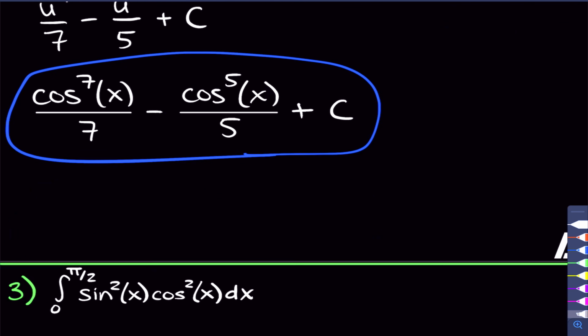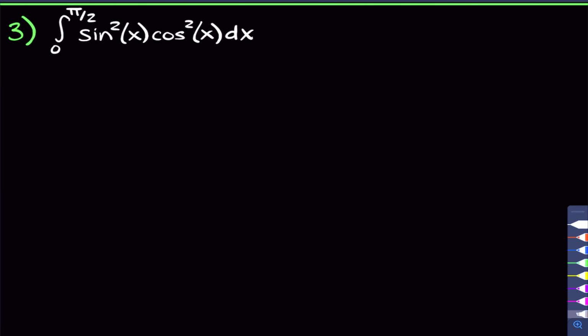Okay, so now that that's taken care of, we're going to move on to an example where now neither of the trig functions have an odd power. So we need to talk about that case. And also another case that we haven't talked about is where both trig functions have an odd power. So what happens if we have something like sine cubed of x times cosine cubed of x?